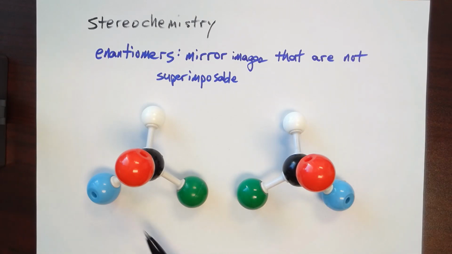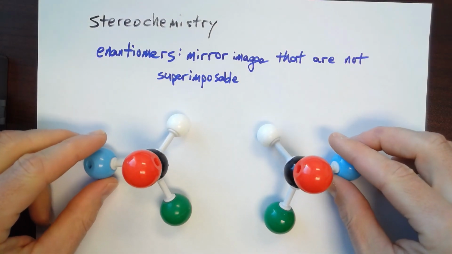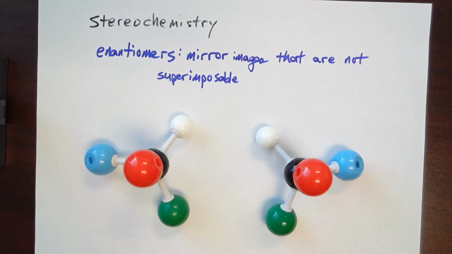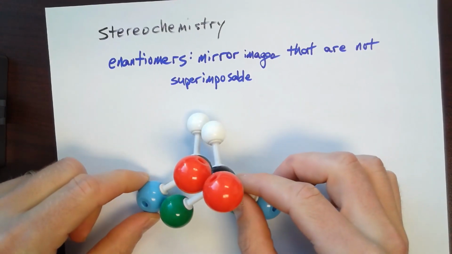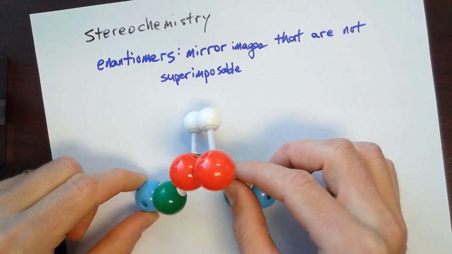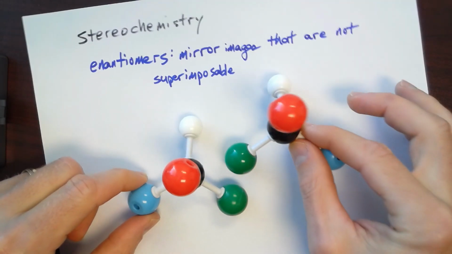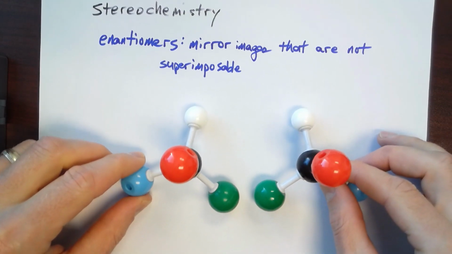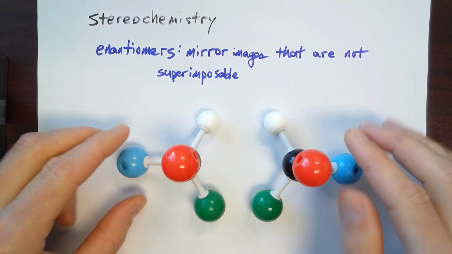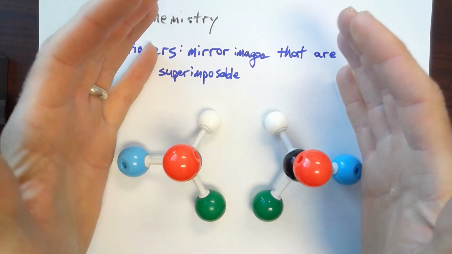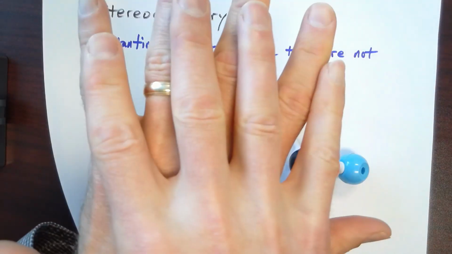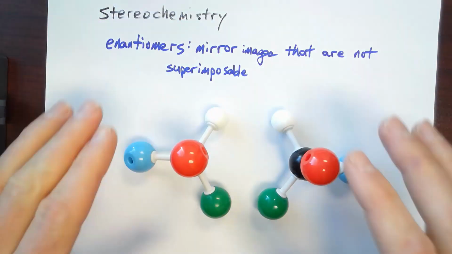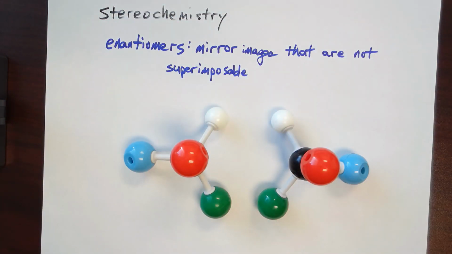and the red balls pointing toward the camera. Now notice that the blue ball for the left one is on the left, and for the right one, it's on the right. So these two molecules are mirror images of one another. But I cannot superimpose these molecules on one another. When I try to do that, I see that they are different. The same thing happens with your hands. You have a left hand and a right hand. They're mirror images of one another, but you cannot superimpose one on the other because they're different.